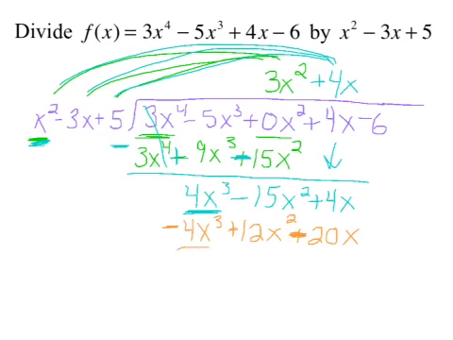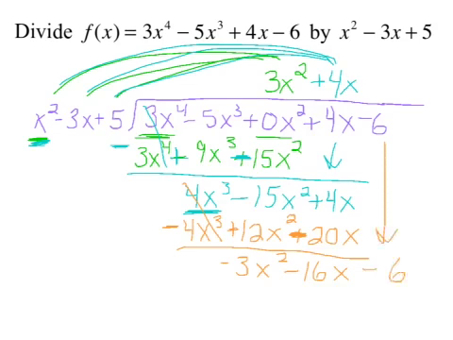So now I have, first two should always cancel, negative 3x squared minus 16x, and then bring down the negative 6, and we get to do it again. So now I'm going to see how many times does x squared go into negative 3x squared, or what do I have to multiply x squared by to get negative 3x squared? So I'm going to need to multiply it by just a negative 3.